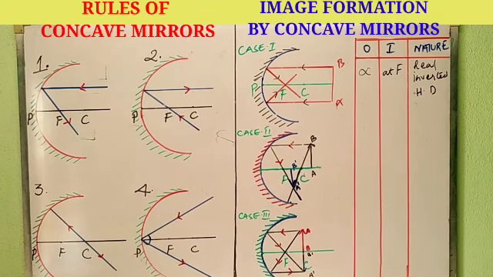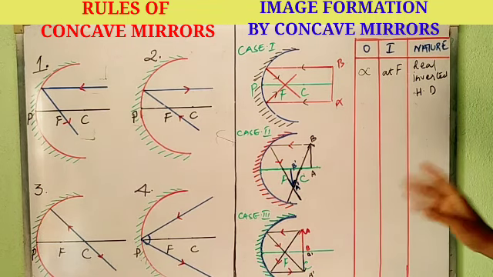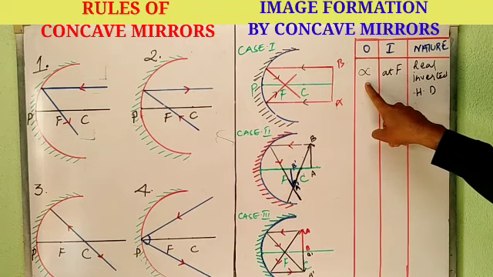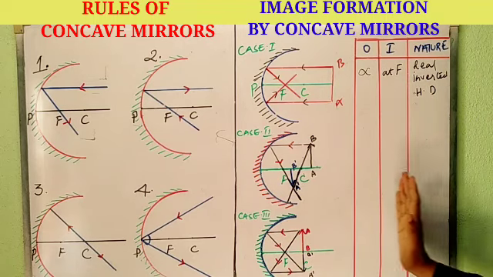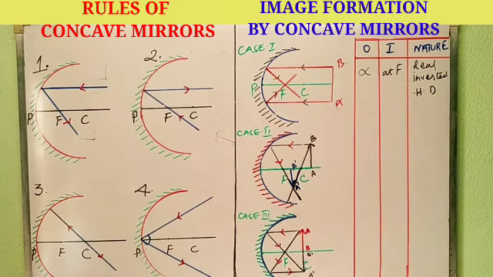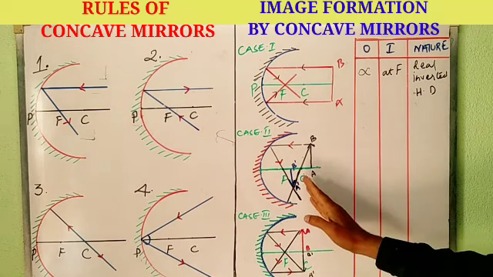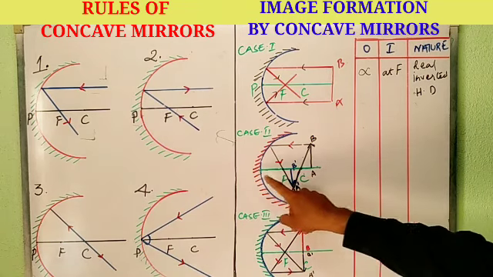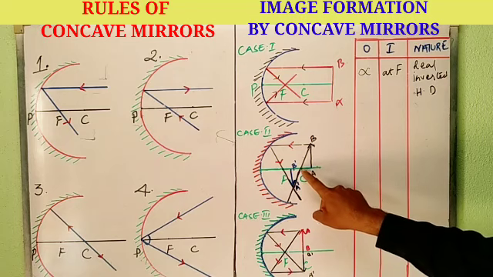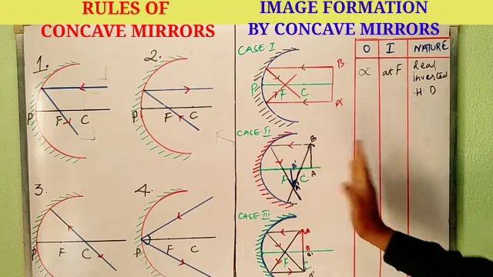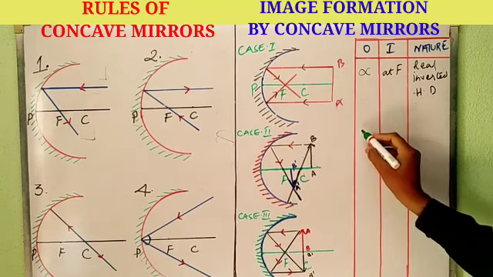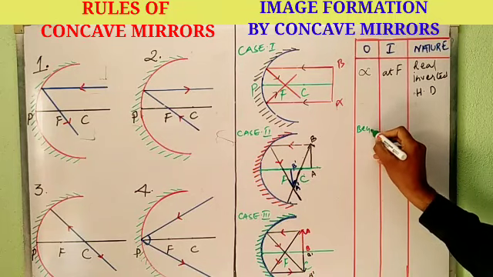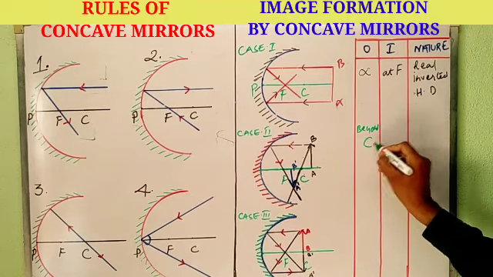Now coming to the second case. In the first case we kept the object at infinity. Now we are bringing the object a little closer. Let us suppose we are keeping the object beyond C. This is P, F and C, and this object is beyond C. So we can write that the object position is beyond C.